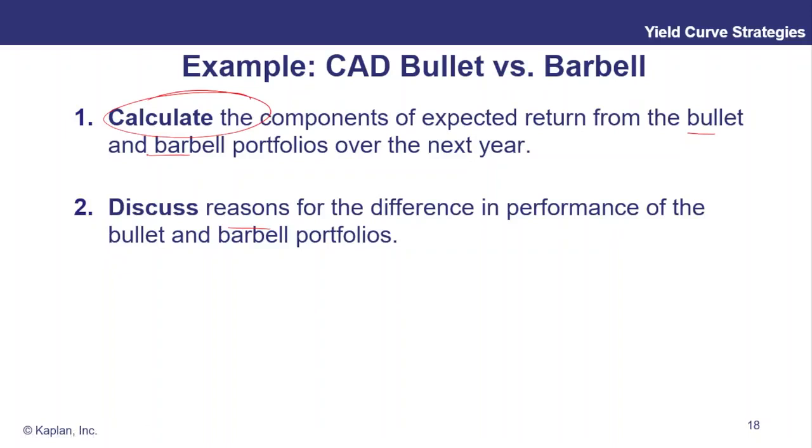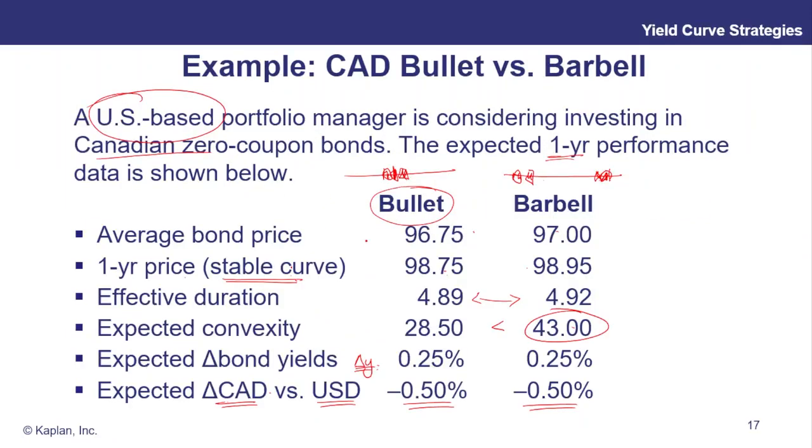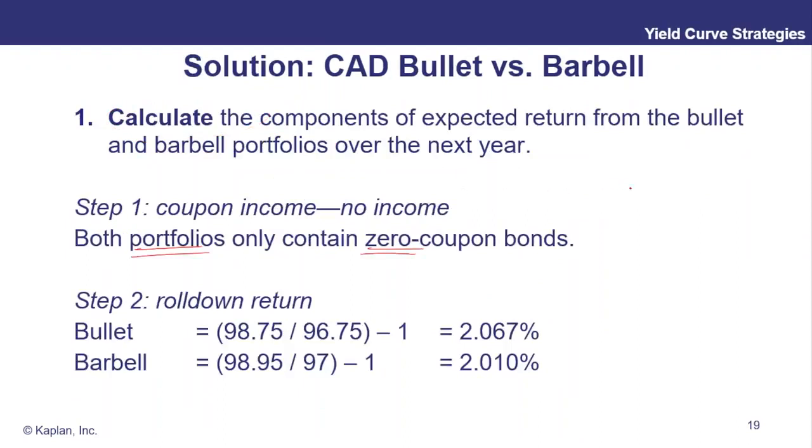So let's start with the coupon income, step 1. Both portfolios only contain zero coupon bonds. Maybe we didn't emphasize that enough to begin with, but both of these contain only zero coupon bonds. So there's no coupon coming in along the way. That's a simplifying situation. That makes things nice and easy.